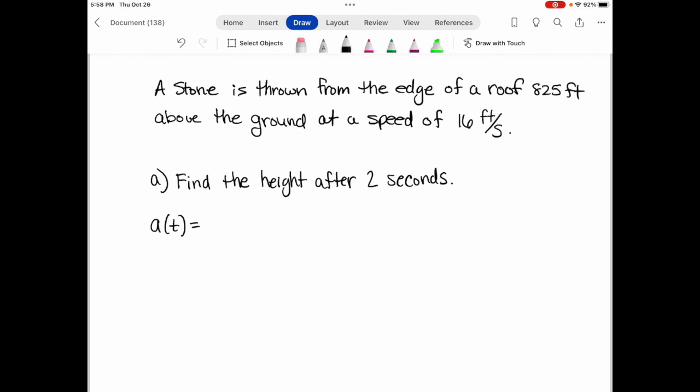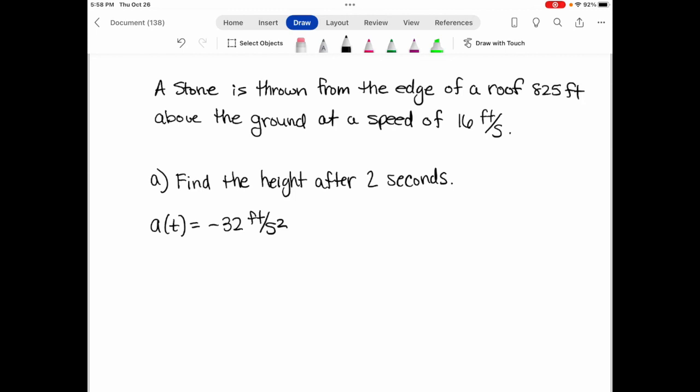Now, because we're talking about gravity and we're throwing it off a roof, acceleration, when we're talking about gravity and we're doing it in terms of feet per second, is negative 32 feet per second squared.